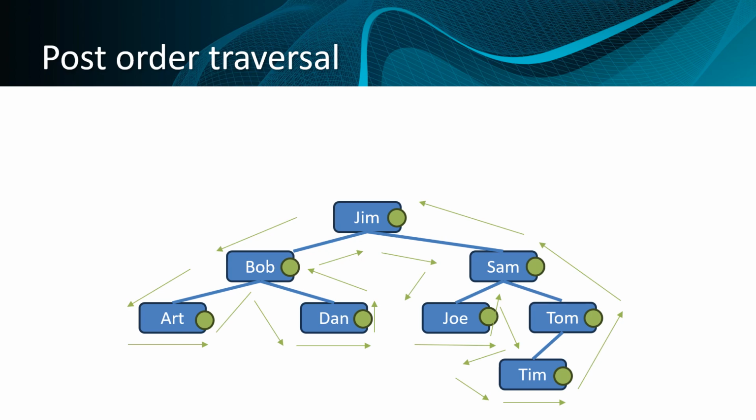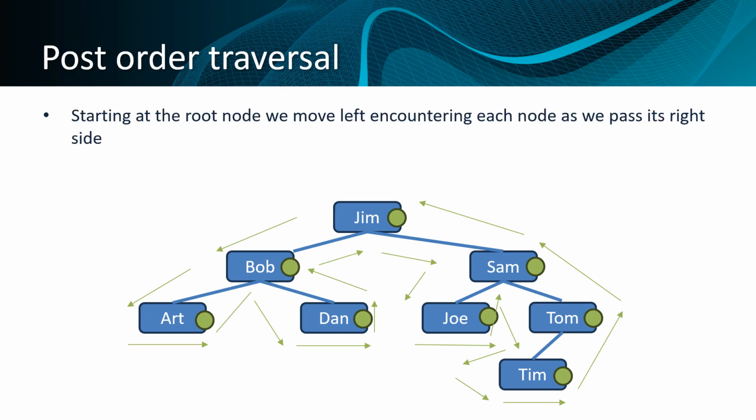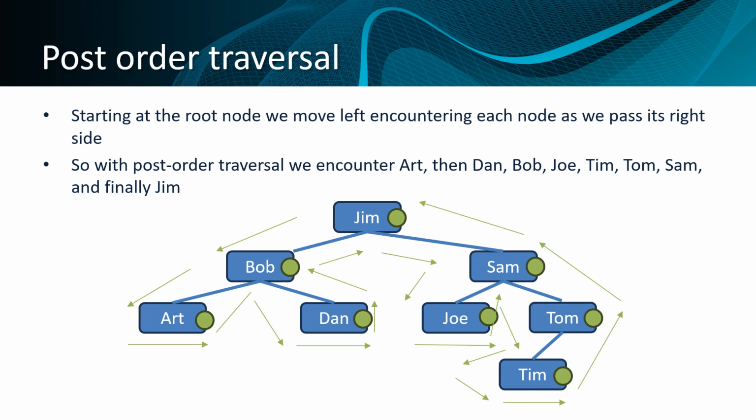With post-order traversal, we're still starting at the root node and moving left, but this time we encounter each node as we pass its right-hand side. So with post-order traversal, we encounter Art, then Dan, then Bob, Joe, Tim, Tom, Sam, and finally Jim.